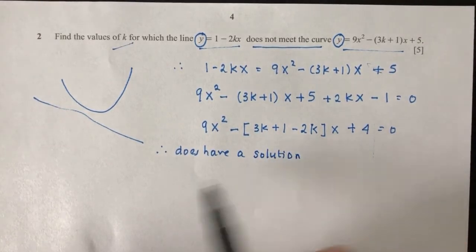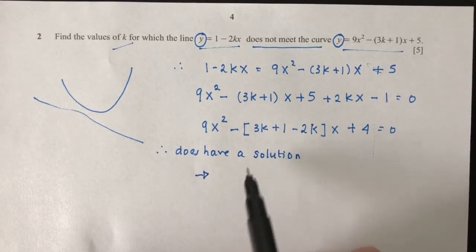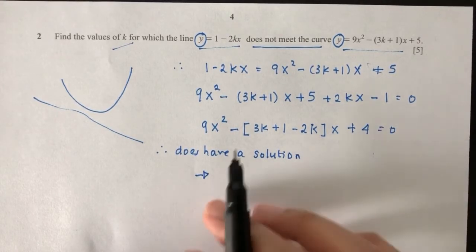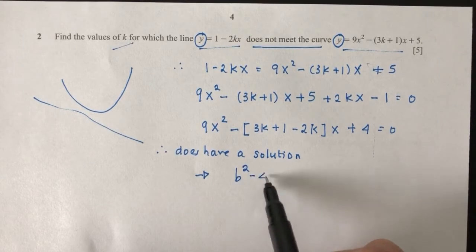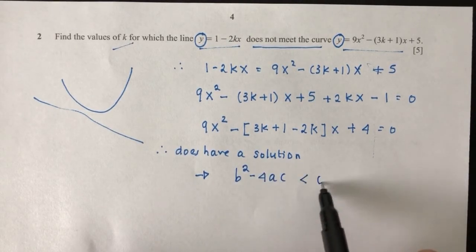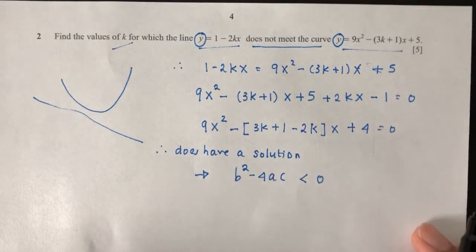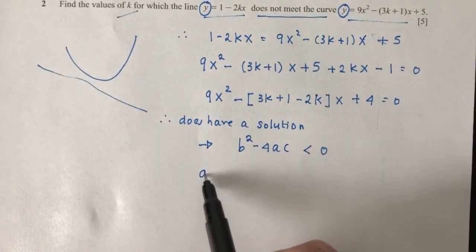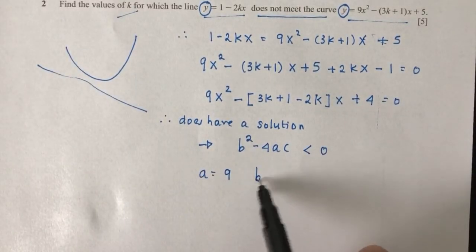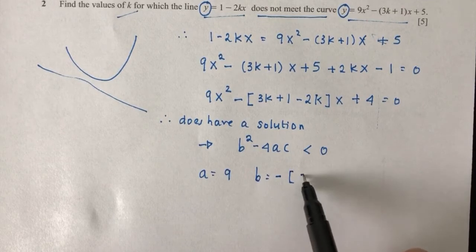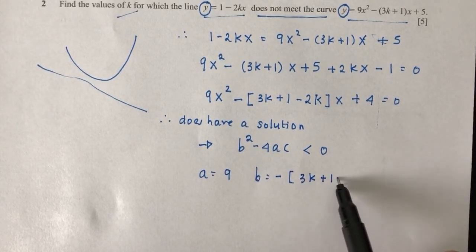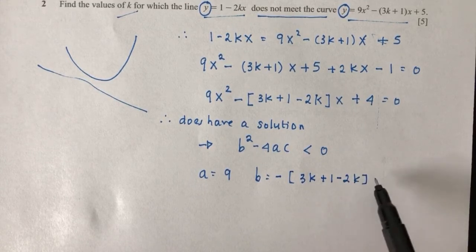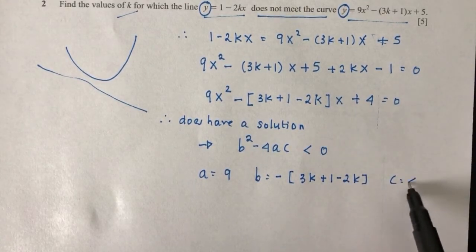So what does this mean? It means that we have to use the fact that when an equation does not have a solution, it means that the discriminant, which is b squared minus 4ac, is less than 0. So we have to use this fact. So here we have a equal to 9, b equal to minus 3k plus 1 minus 2k, and c equal to 4.